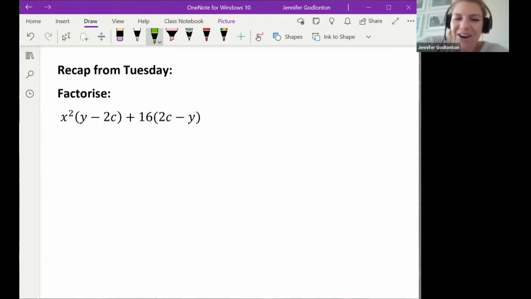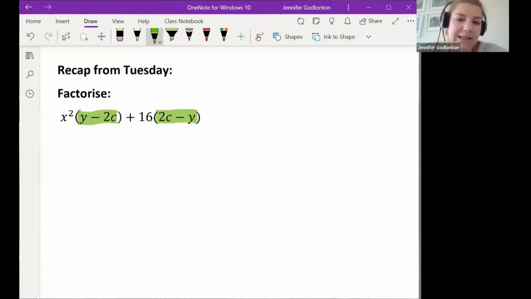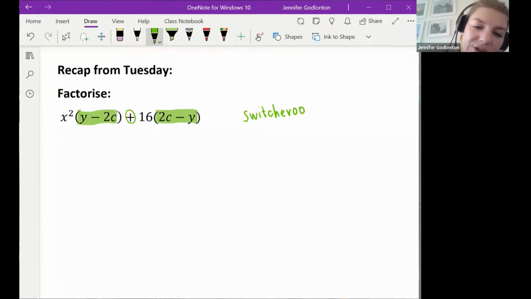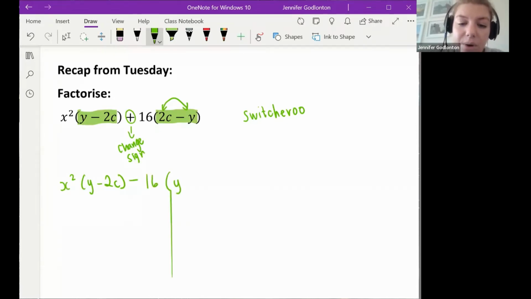Okay. So first thing that we're going to look at when we have a look at this question is we're going to say, well, this bracket and this bracket are really similar, but they're not exactly the same. And the reason they're not exactly the same is because the numbers are switched around. And so when we see that that happens, we know we are going to do a switcheroo. And when we do a switcheroo, we change the sign and we switch around the 2 things in that second bracket. So the first step is we'd have x squared (y minus 2c), and then we'd have minus, because we're changing the sign, 16 (y minus 2c). That would be my second bracket.